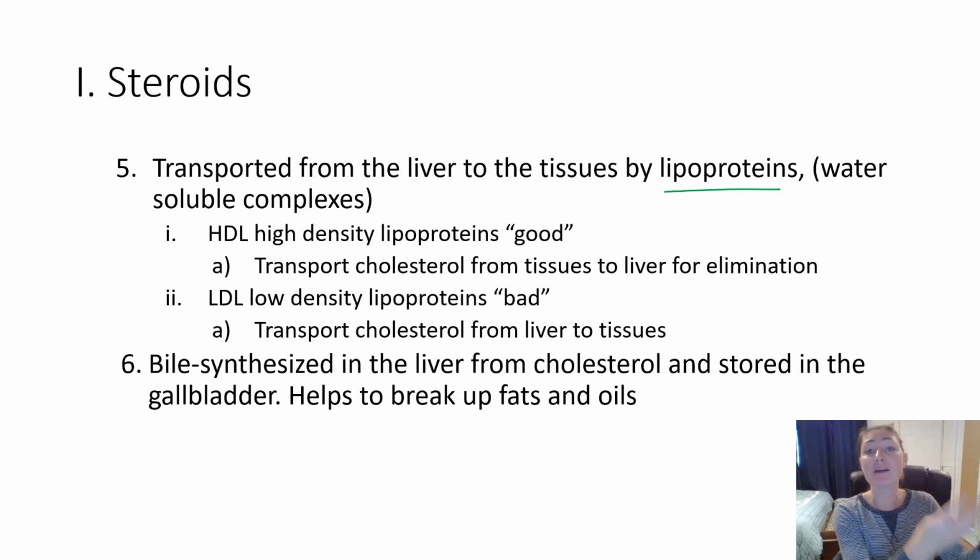So we want high levels of HDLs. Pick up the extra cholesterol, get rid of it. We want lower levels of the LDLs, so we're not just depositing a bunch of cholesterol.